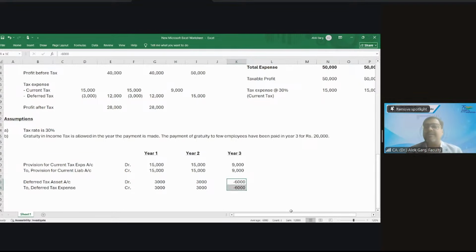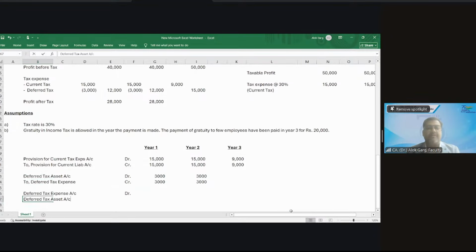Why am I putting minus 6,000? Or, for more clarity, let me write this accounting entry. Now it is deferred tax expense: debit to deferred tax expense account, debit to deferred tax asset, right? To deferred tax asset. Now I'll credit my deferred tax asset. And what is the amount?